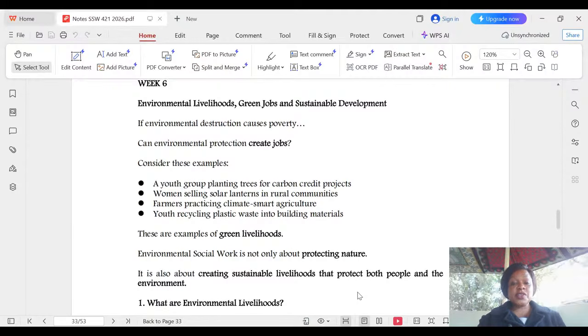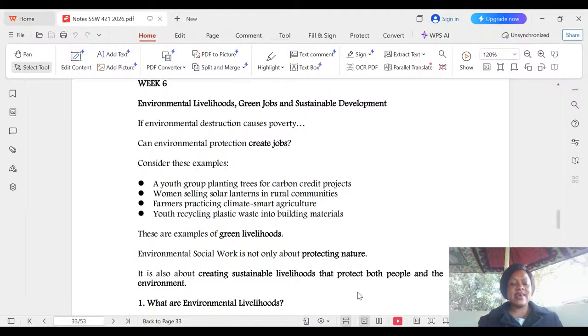Okay. So we're still continuing to look at how the environment can create opportunities. Another example I put here is youth recycling plastic waste into building materials. So collecting all the waste that is in the environment and actually putting it to use, as opposed to it landing in our rivers, lakes, streams, oceans, and so on. The encouragement here is that as social workers, as we work with the environment, we are at the same time able to improve the livelihoods of the vulnerable populations and society in general. And so we are able to address the main issue that affects the vulnerable, which is poverty.